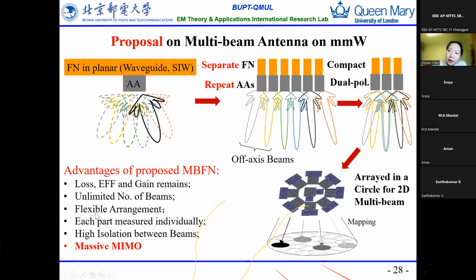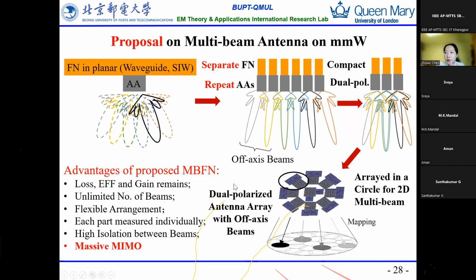Also, it has a flexible arrangement, and each part you can measure individually, because for the traditional one, the whole structure needs to be measured at the same time. And if one element or component fails, it ruins everything. But for this one, you can design it one by one and measure it. And if one is disabled, you can just choose another one. And also it has high isolation between the beams, and is very easy to extend to the maximum.